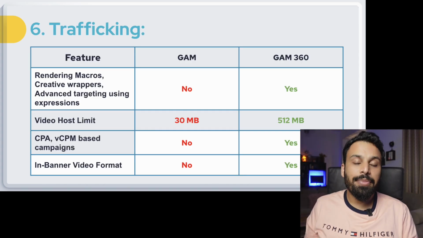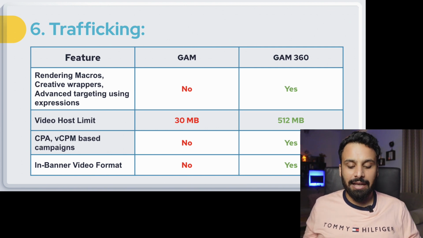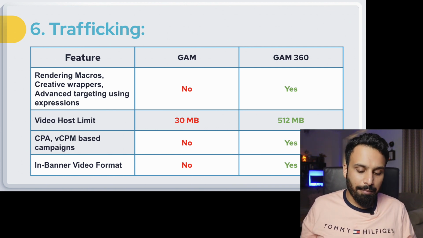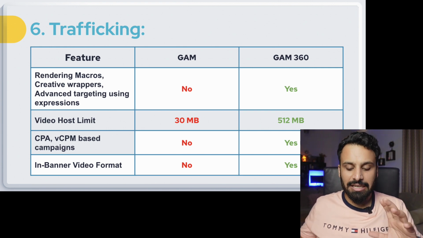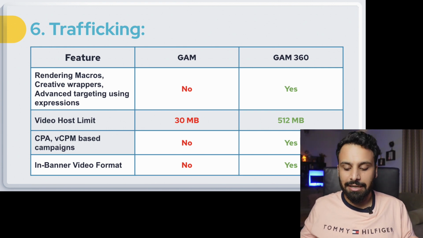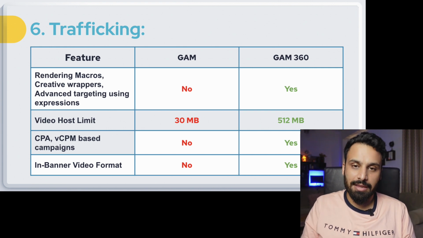The sixth point we are going to discuss is trafficking. In terms of trafficking, some advanced features like rendering macros, creative wrappers, and advanced targeting using expressions are not available in Google Ad Manager, but they are available in Google Ad Manager 360.